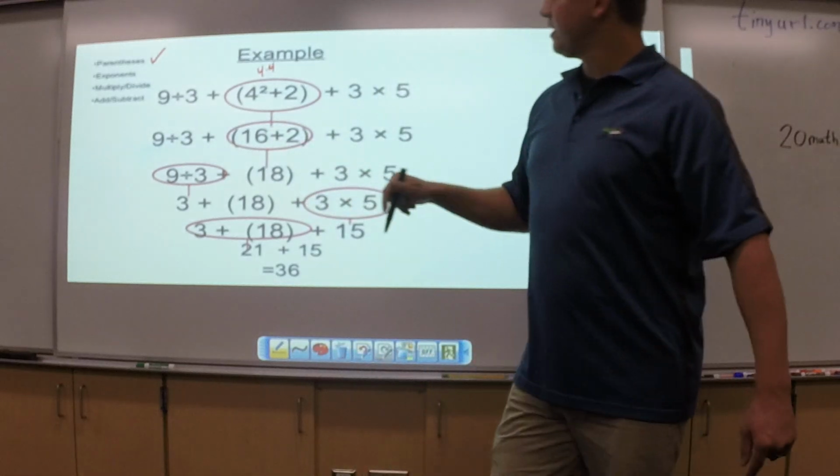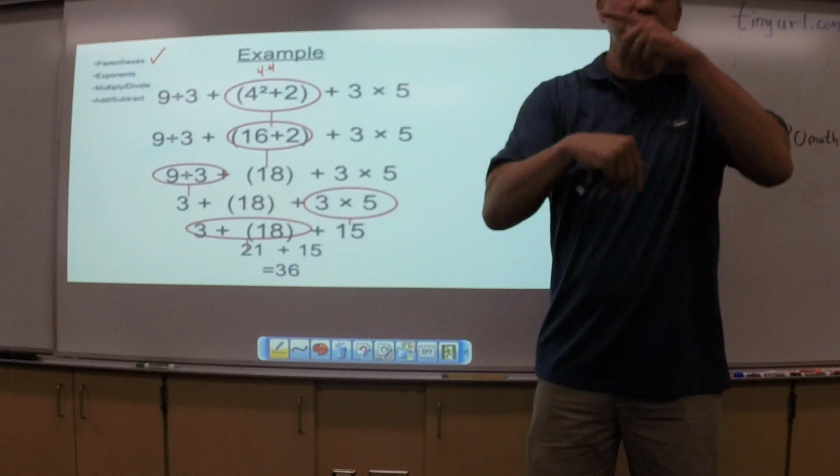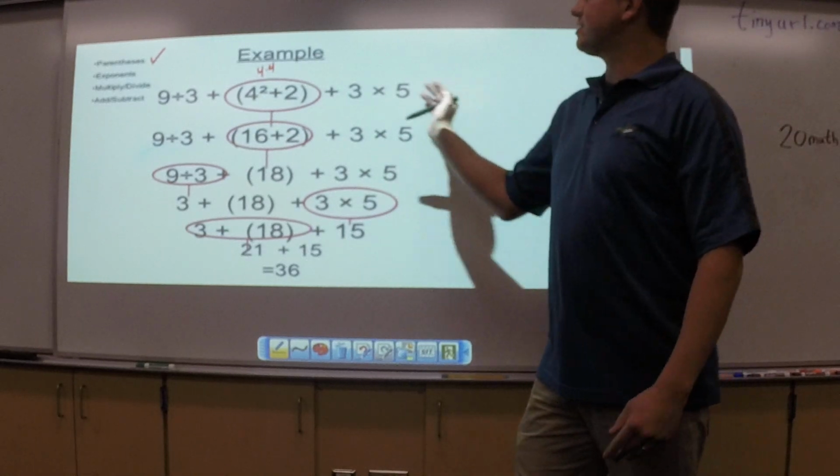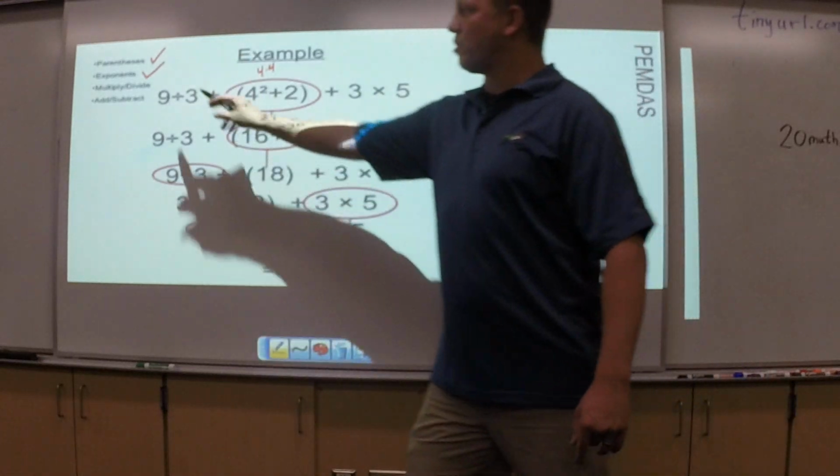Exponents are next. So exponents, well, there were exponents inside the parentheses, which we did, but there are no exponents in the rest of it. So now, since there are none, I check that off. Now I multiply or divide.